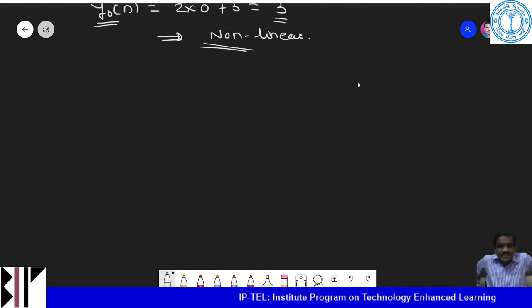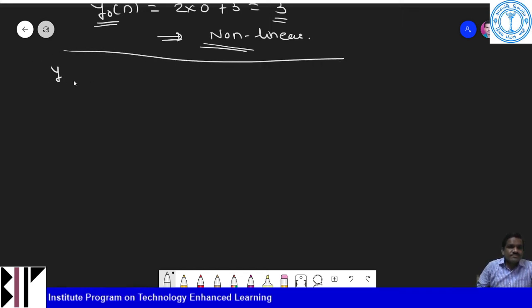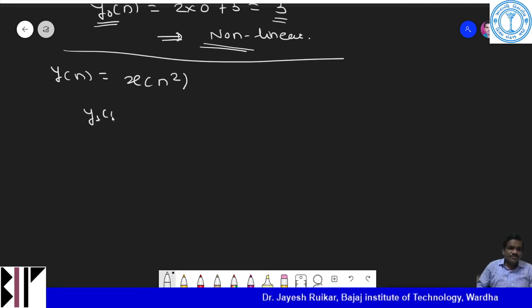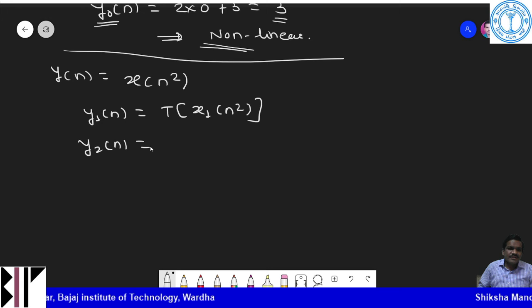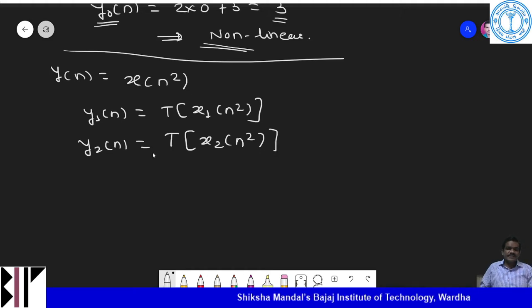Let us take another example. y of n is equals to x of n square. So y1 of n is nothing but the transformation on x1 of n square. y2 of n is nothing but the transformation of x2 of n square.